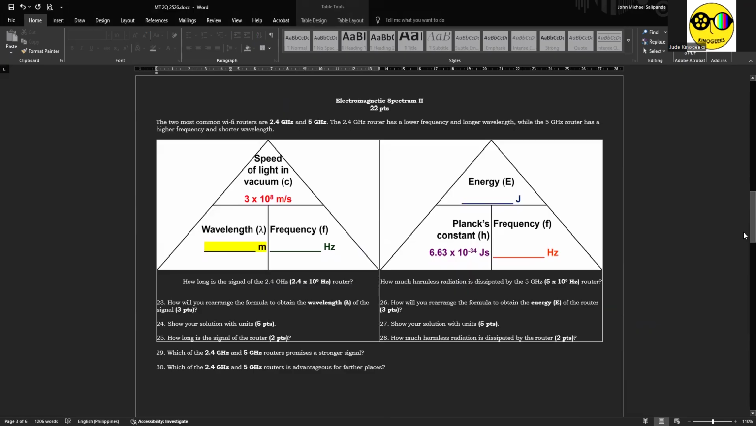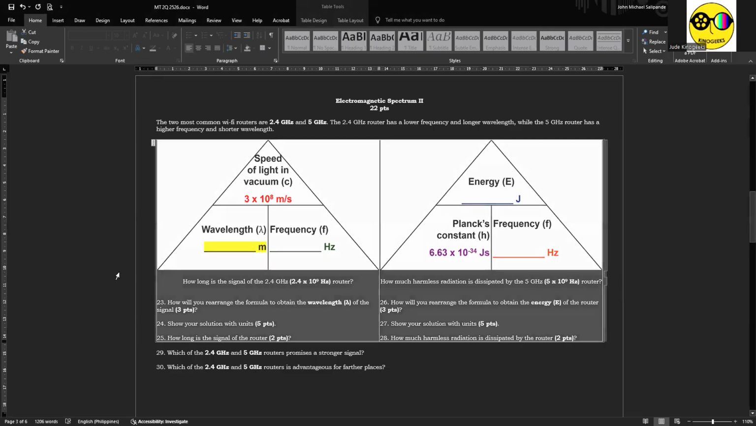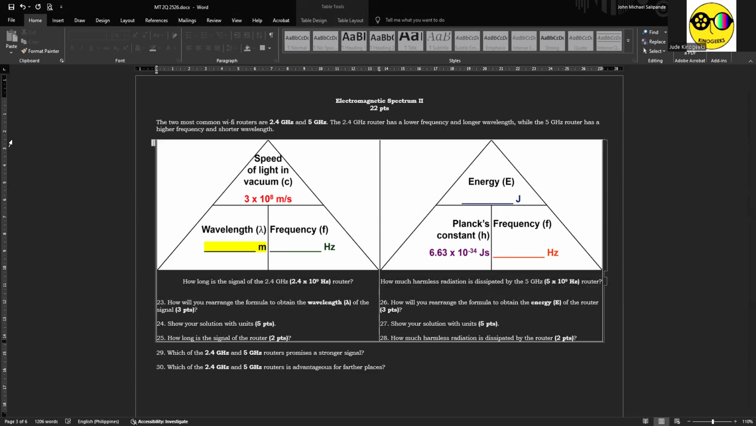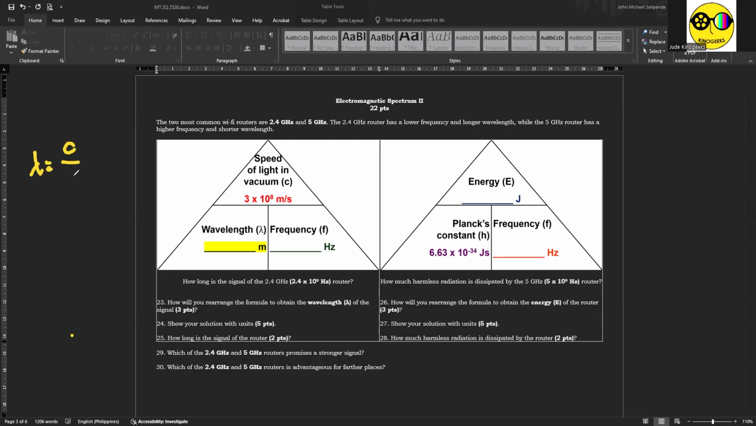How long is the signal of the 2.4 gigahertz router, which when you convert it to hertz is 2.4 times 10 to the power of positive 9? Before we solve, let's first answer the question: how will you rearrange the formula to obtain the wavelength, or lambda, of the router signal? To solve for wavelength, we have to divide the speed of light in vacuum, c, by the frequency, f. Okay, so let's show the solution first.